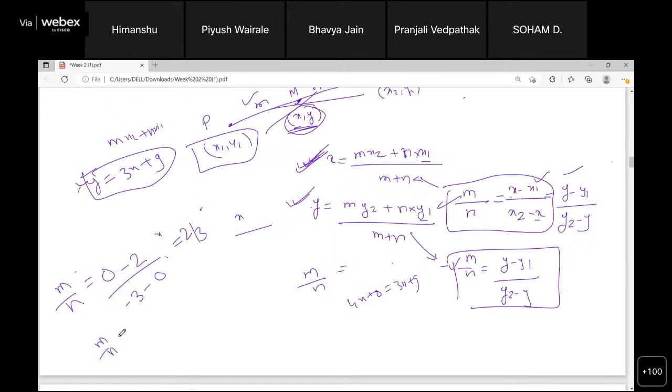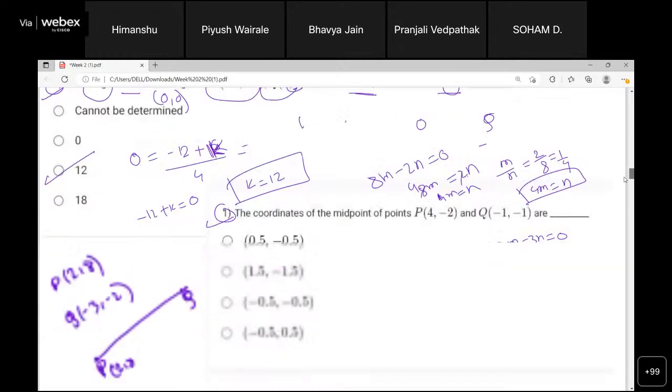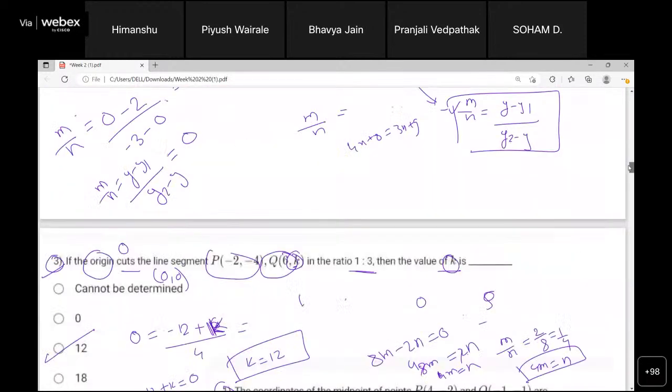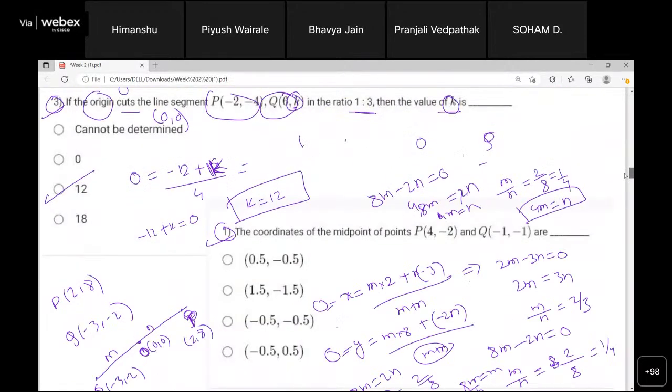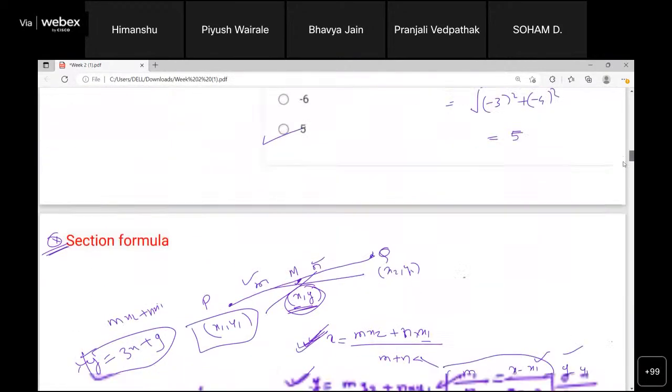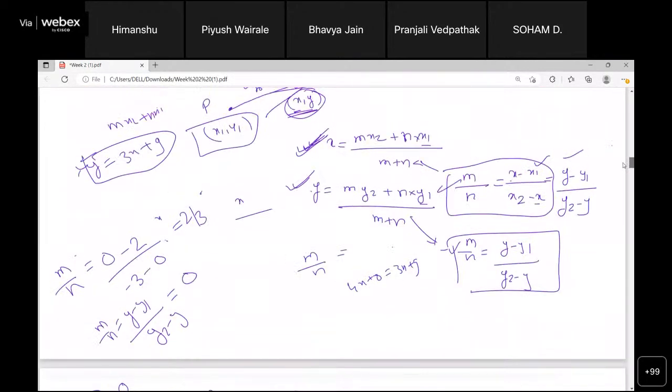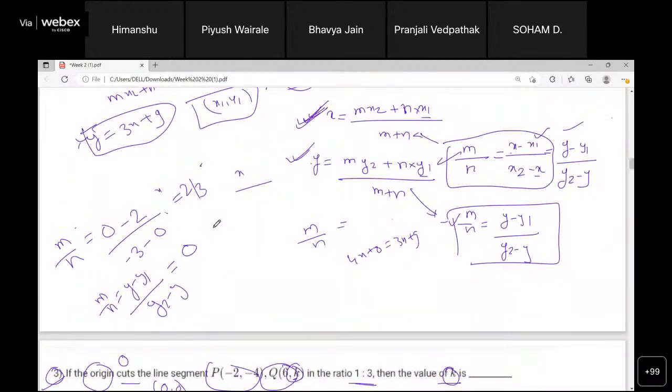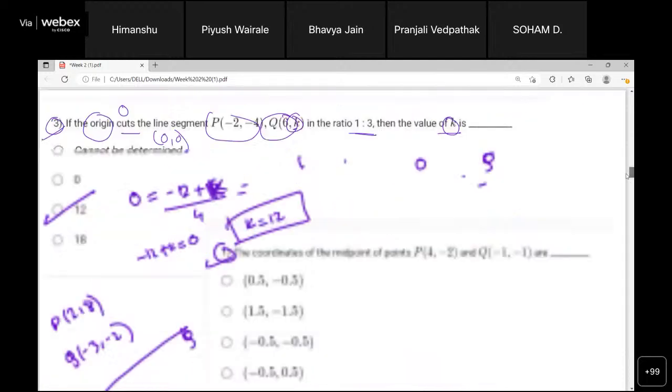That is m upon n equals to y minus y1 upon y2 minus y. So y is 0, right? And my y1 is minus 2, and here it is 8 minus 0, right? So minus of minus 2, it will be 2 by 8, it will be 1/4. So that's why this condition is not satisfied. Both the ratios are not equal. That's why that point does not lie on the origin, right?